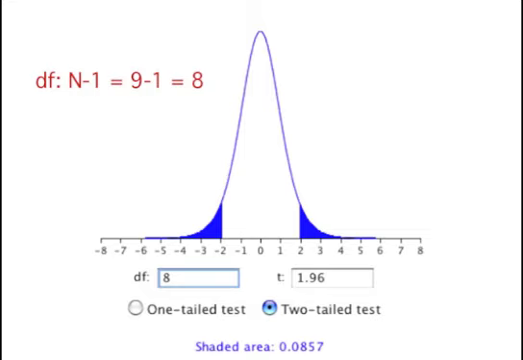The t-distribution calculator can then be used to find that with 8 degrees of freedom, 8.57% of the area of a t-distribution is more than 1.96 estimated standard errors from the population mean. Recall that this is more than for a normal distribution, where 5% of the area is more than 1.96 standard deviations from the population mean.